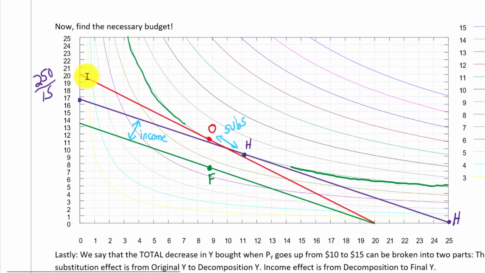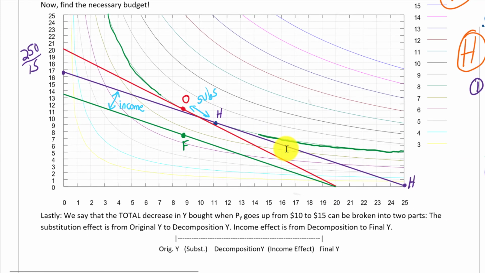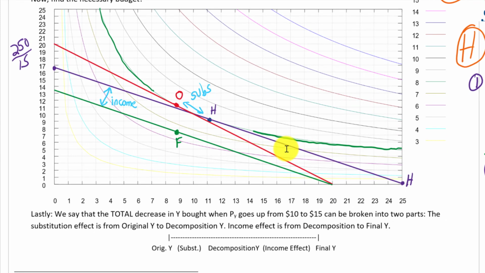So remember, the original is the red. When the price of Y goes up, the slope changes, and we're down on the green. When we give the person money so that they're back to their old happiness level, we're at the purple. So the purple and the green have the same slope. So you can think about us rotating that budget line around the indifference curve, keeping the same utility, but at the new prices. Okay, so let's answer these questions now using numbers, now that we've visualized what we're doing.